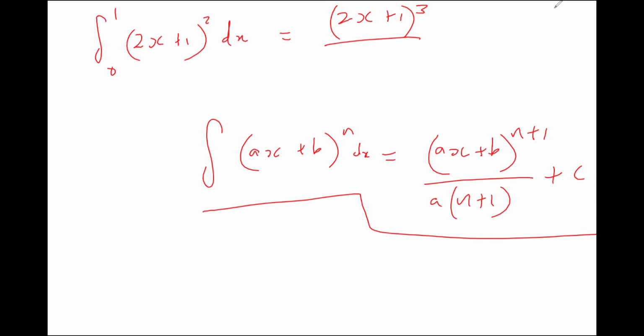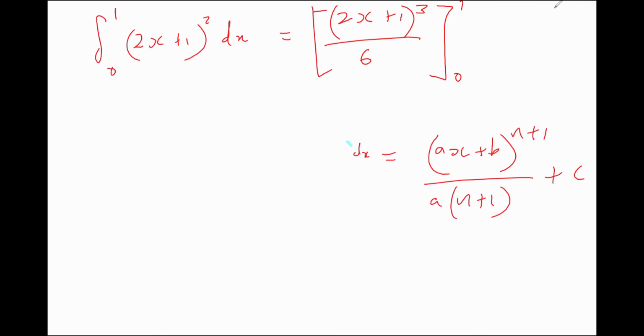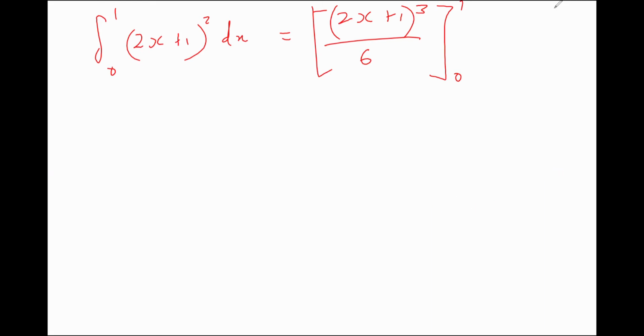I put these little brackets like that, and I put a 0 and a 1. So when you substitute, what will you get? You start by substituting the upper limit. Now, I plug in the upper limit, what do you get?